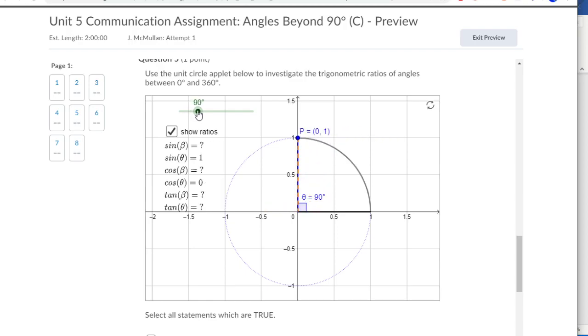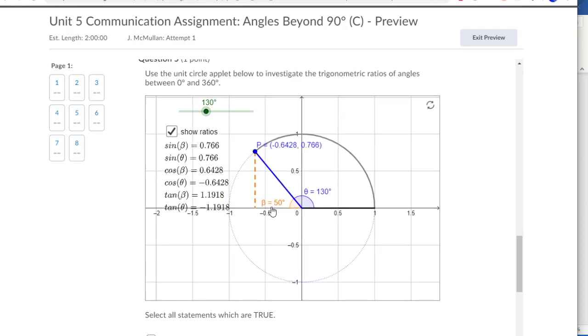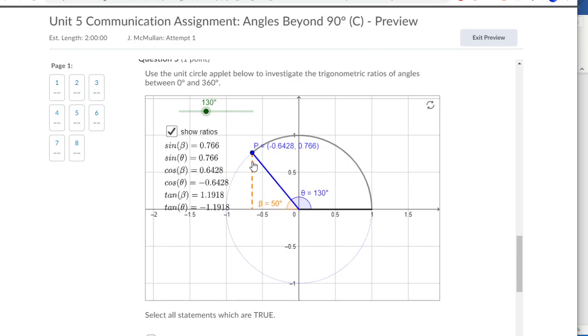Now in quadrant 2, look here. Theta is 130, but beta is only 50 because beta is the angle that it makes with the x-axis, not with the initial arm. What we notice here is that sine beta and sine theta are still the same, because in quadrant 2, sine stays positive. What we notice about cos and tan, though, is that the numbers stay the same, 1.1918, but tan and cos become negative in quadrant 2. We'll get into the reasoning of why a little bit later, but just remember it.